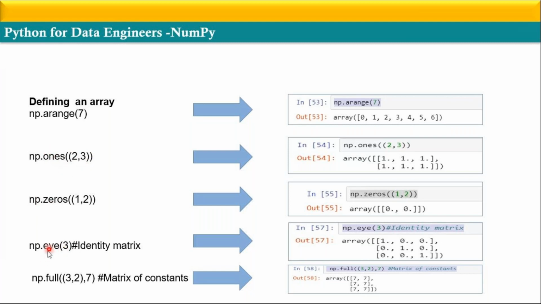Okay, that is np.eye(3), which is going to provide me the identity matrix. Probably you know it very well, this is the identity matrix of 3 cross 3. Then np.full((3, 2), 7). Over here I'm going to create an array of 3 rows and 2 columns, and the value will be 7. These are some simple basic operations.